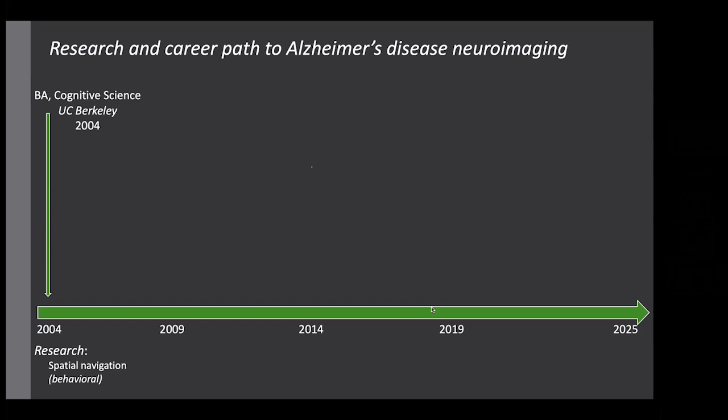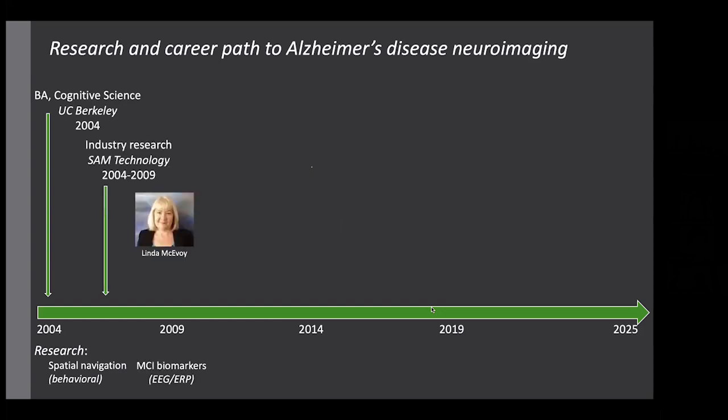I had no research experience. So I volunteered in a psychology lab where we did some behavioral research on human spatial navigation. I wasn't sold on it. I thought it was a little bit dry. So I thought maybe I want to be a neurologist, so I did some pre-med coursework on the side. I wasn't sure if I wanted to do that either. So I was confused and I decided to take some time off and work in industry.